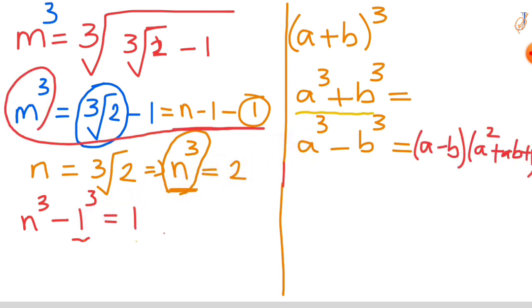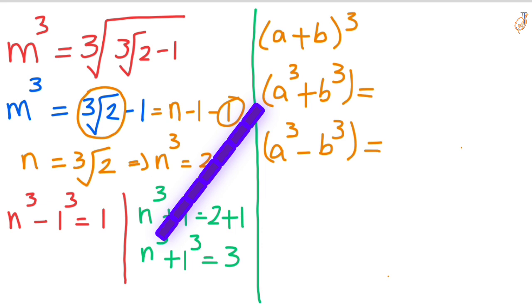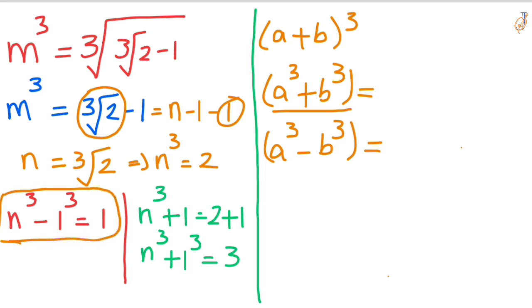If you add 1 on both sides, then n power 3 plus 1 equals 2 plus 1. N power 3 plus this 1, which we can write as 1 power 3, equals 2 plus 1, which gives 3. N power 3 plus 1 power 3 equals 3, which is the same as a power 3 plus b power 3. Now n power 3 minus 1 power 3 equals 1, which is the same as a power 3 minus b power 3.